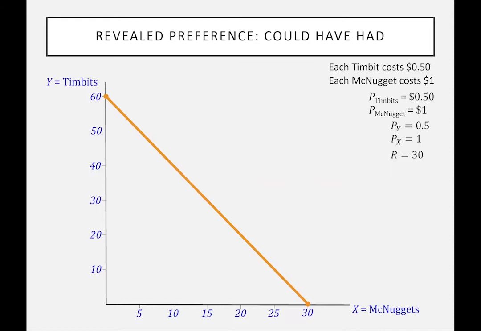So we have this example here where the nephew can purchase, I think, Timbits at 50 cents each. McNuggets are $1 each. I've got the budget constraint. We're going to give him $30. You can see it here. $30 is here. And I'm going to start with the choices that the person could have made.